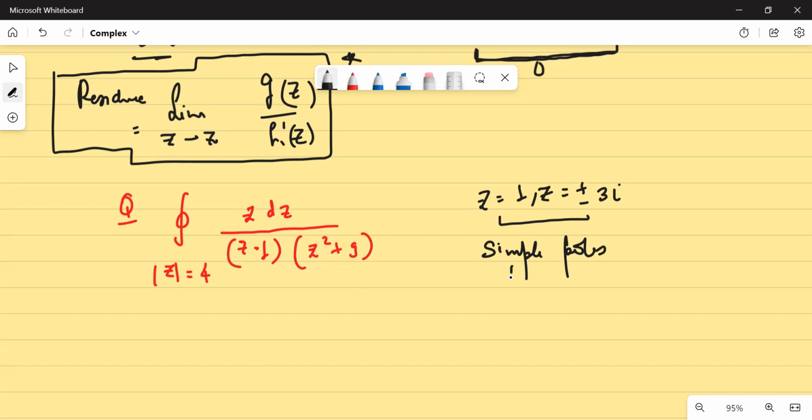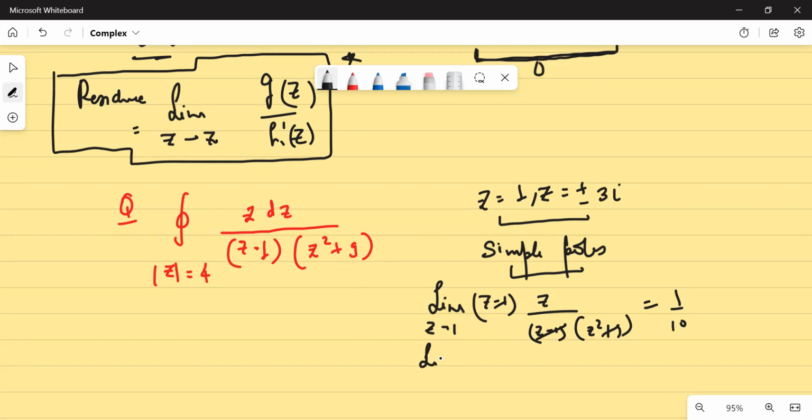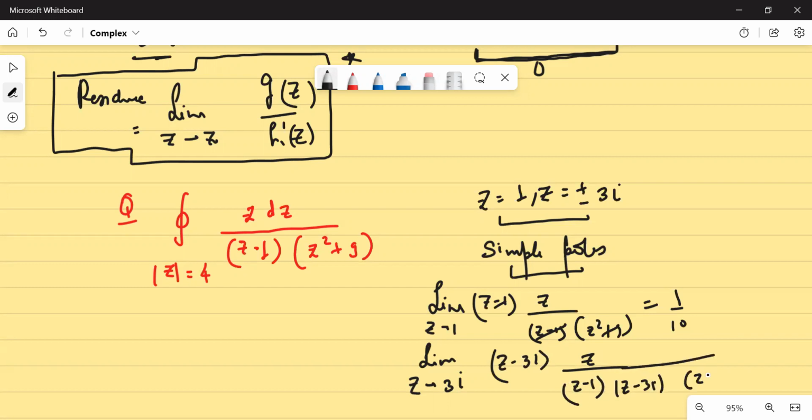If there are simple poles, you can simply find the residue by the simple formula. The limit as z tends to 1 of (z minus 1) into z upon (z minus 1)(z square plus 9). This gets cancelled, and you remain with 1 upon 10. Now you have to find the limiting value as z tends to 3i. This will be equal to (z minus 3i) into z upon (z minus 1)(z minus 3i)(z plus 3i).